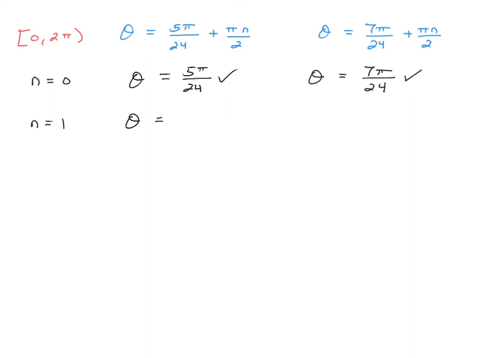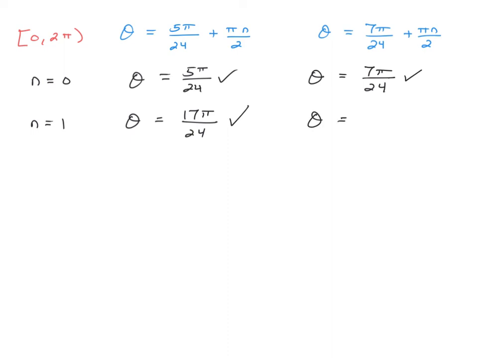Okay, and when I add those together, I get 17 pi over 24. That is certainly less than 2 pi. To be greater than 2 pi, this has to be 48. That did not happen, so this is good.